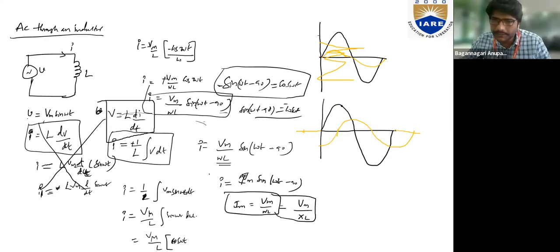So what is this waveform for? This is for voltage. This is for current. Now get me the waveform for power then. What will be the waveform for power? I think we can divide them into 4 segments here, right? This is section 1, this is section 2, this is section 3, this is section 4.